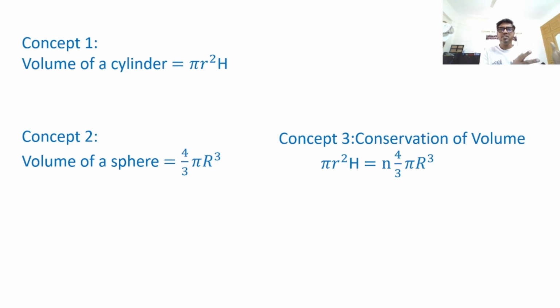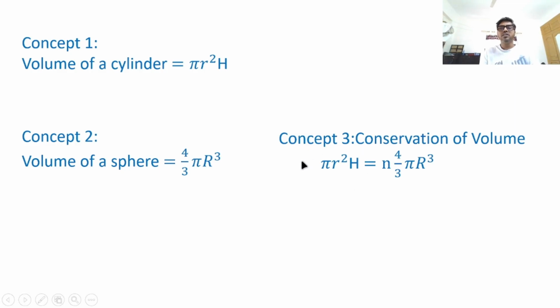So initially you had a cylinder that has been converted into n identical spheres. So the mass is not going to change here, and the density is constant because the temperature is assumed to be room temperature, initially and finally. So mass constant, density constant, meaning volume has to be conserved. Initial volume equals final volume.